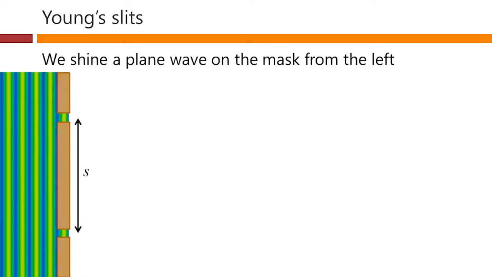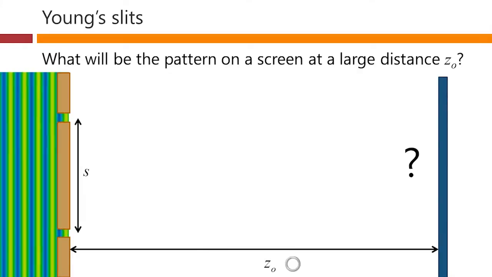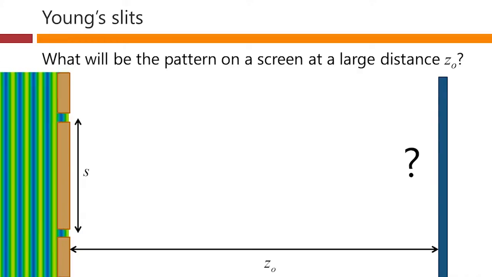The question really is, what's coming out the other side of these slits? And in particular, if we go to a screen at a very large distance here, so some very large distance z0, what are we going to see on the surface of this screen? So we need to figure that out.